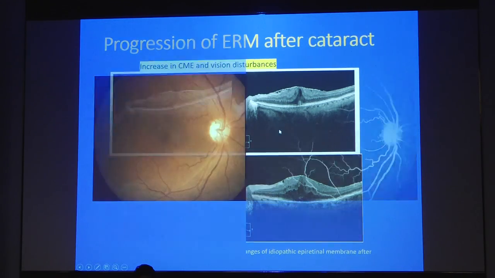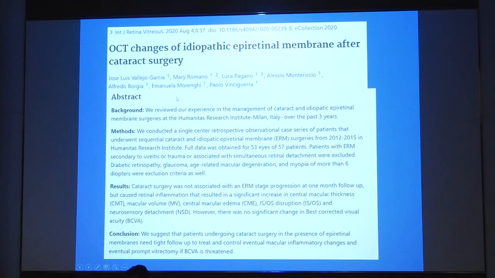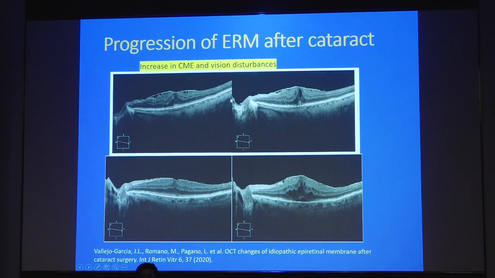Next, coming to the ERMs. ERM can be there preoperatively or postoperatively. Many studies have shown that ERM per se may not increase because of the cataract surgery, but if the patient has ERM, there is a high chance of inflammation and macular edema. So it's better to look at the OCT and see how the ERM is before taking the patient up for cataract surgery. Here is one case where there was an ERM with mild thickening, and after the cataract surgery, there was an increase in the macular edema.